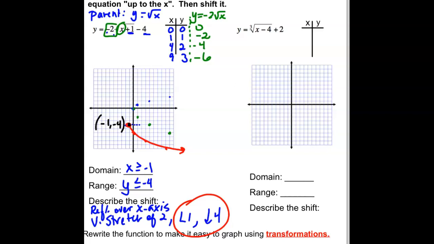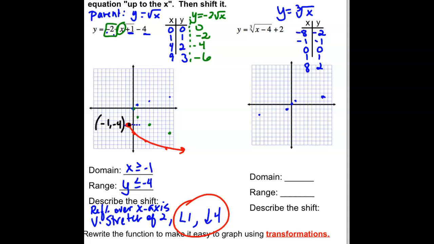Looking at our cube root graphs, again, we're thinking of just the parent function, cube root of x. So we pick some values that we can cube root, like negative 8, negative 1, 0, 1, and 8. The cube root of negative 8 is negative 2. Cube root of negative 1 is negative 1. Cube root of 0 is 0. Cube root of 1 is 1. And cube root of 8 is 2. So let's graph that parent function: negative 8, negative 2; negative 1, negative 1; 0, 0; 1, 1; and 8, 2. Okay?